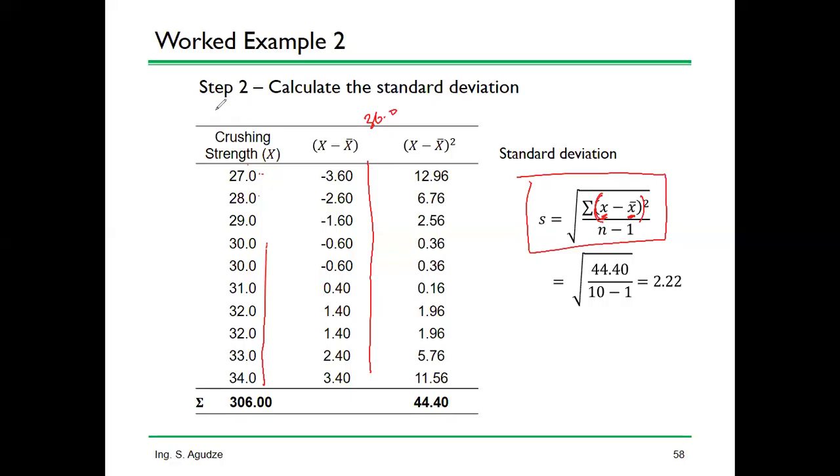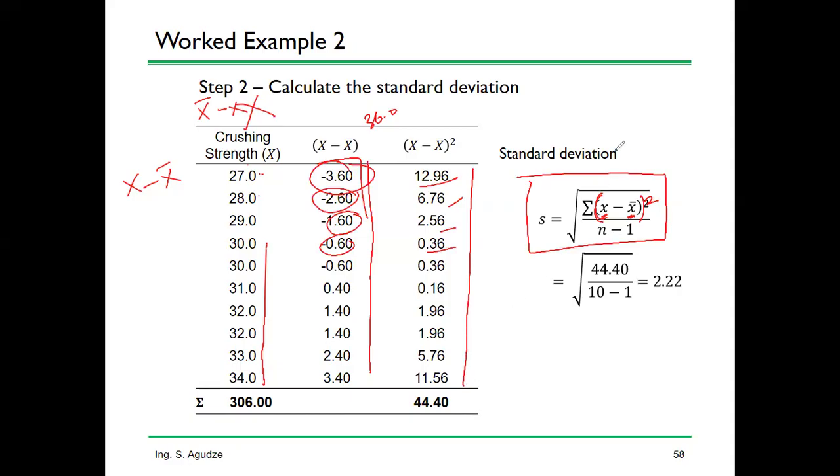Remember that it is not X bar minus X. No. It is X minus X bar. So you must write the answers with the various signs, whether negative or positive. Now the formula is saying this must be squared. So you just pick these values, each of them, square it and write the answer. Square it and write the answer. And then we get this.